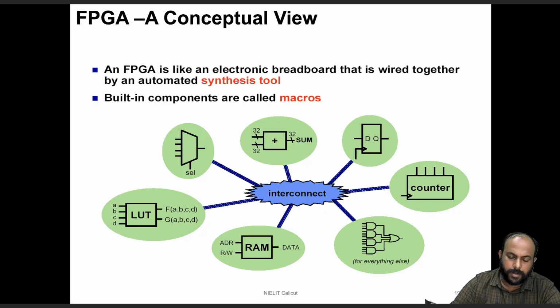For example, if you take a digital circuit, you may require a lot of combinational macros or units like multiplexers, adders, lookup tables. You may require certain memory elements like ROM, RAM, etc. You may require certain gate arrays which can be configured to represent different logic. You may also require certain flip-flops, counters, etc. to build sequential circuits.